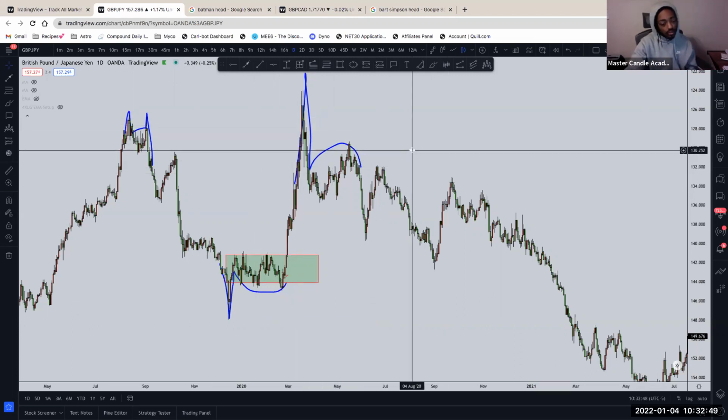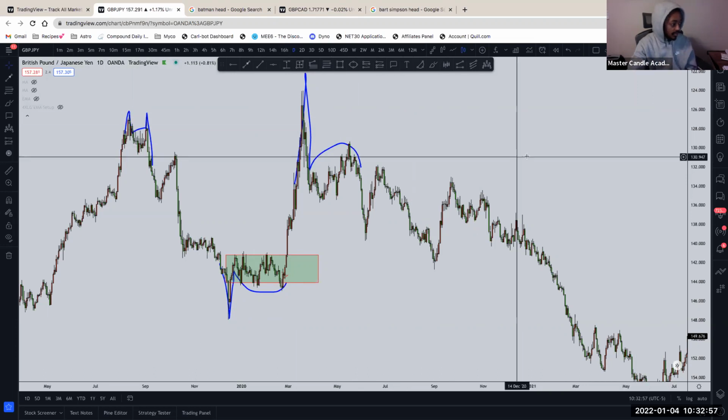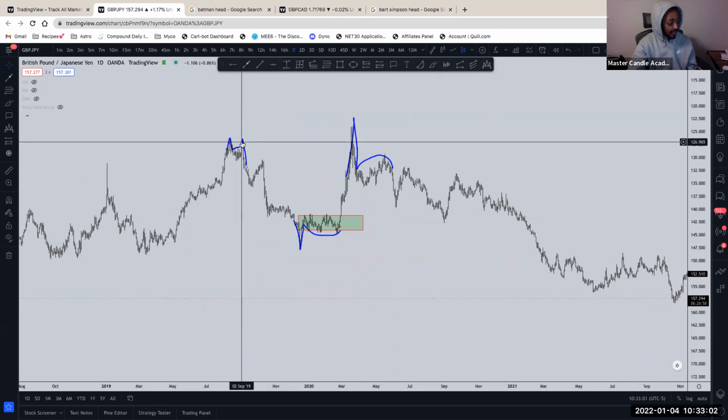But we can talk about patterns all day. There's more patterns to be able to identify those too. And then when you think about it, that was just one big M.